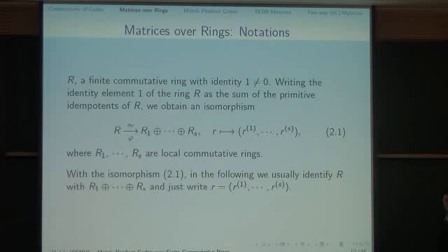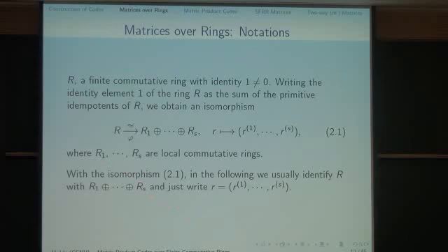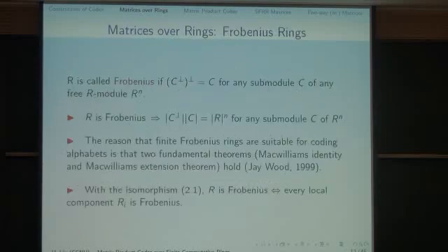Here, R is a finite commutative ring with identity 1 not equal to 0. If we write the identity element 1 of the ring R as the sum of the primitive idempotents of R, then we can obtain an isomorphism. With this isomorphism, these are all local rings. We identify the elements in R with this form. And R is called Frobenius.